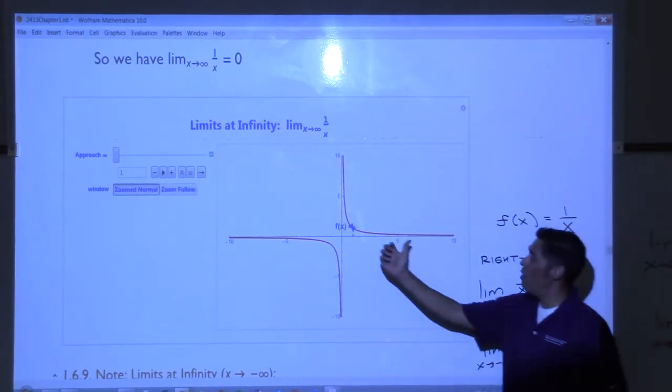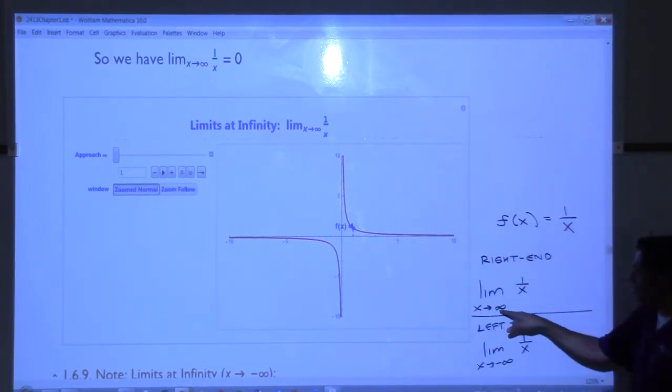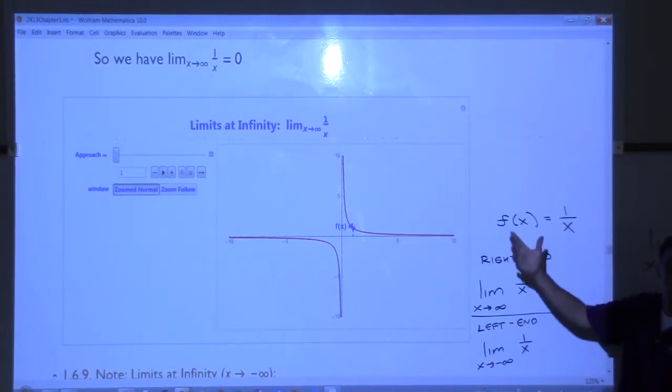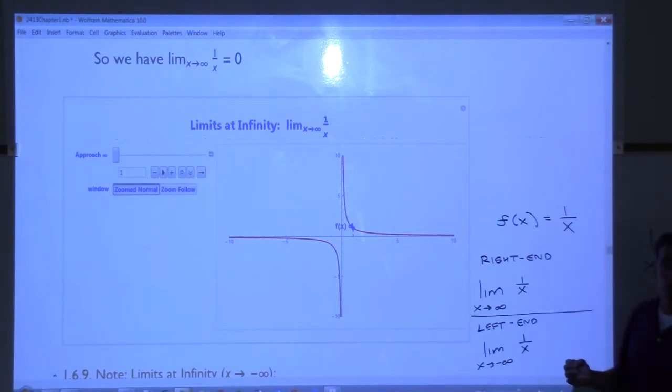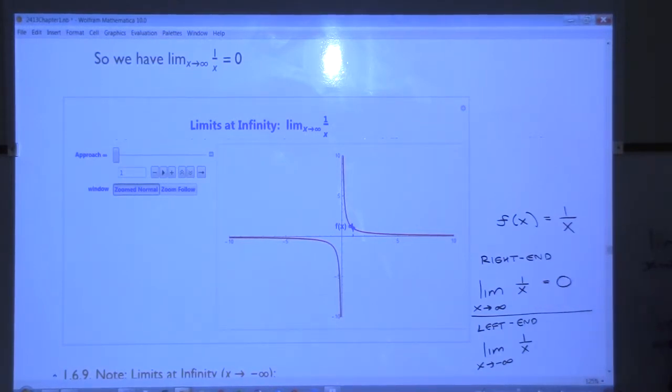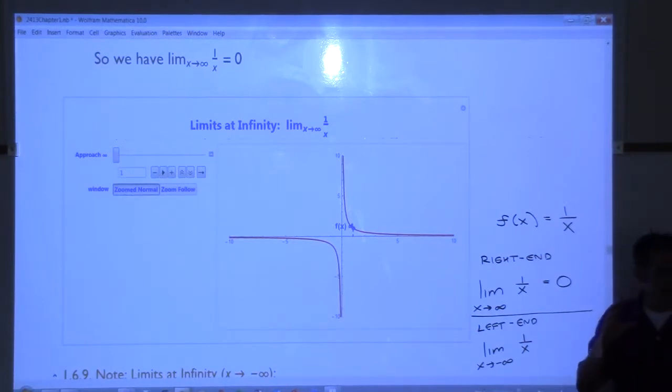So as we go out to the right, as we take the limit as x goes to infinity, what is that function doing visually? Getting closer and closer to the horizontal 0, right? The y value is headed to 0. So do we all agree that this is headed to 0? Okay, now I want you to think about it algebraically.